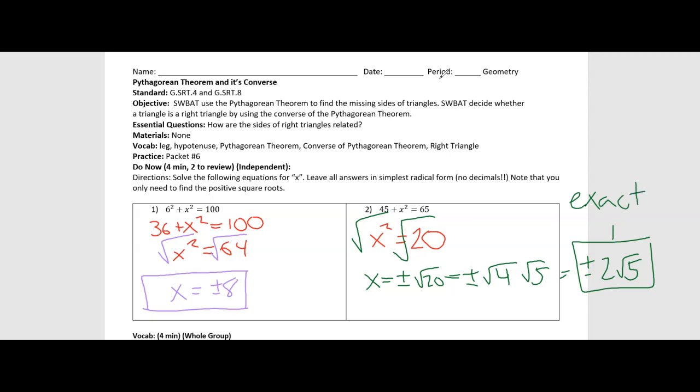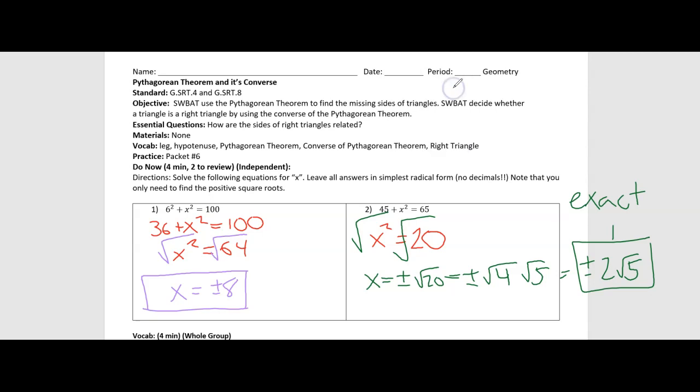Okay, and if you wrote down a decimal, that would be an approximation, right? Because you're having to round. The square root of 5 is irrational, so you have to cut it off or round it someplace. So if they're asking for the exact answer, this is what you want to do. You want to break down the square root as much as you can by finding those perfect square factors.